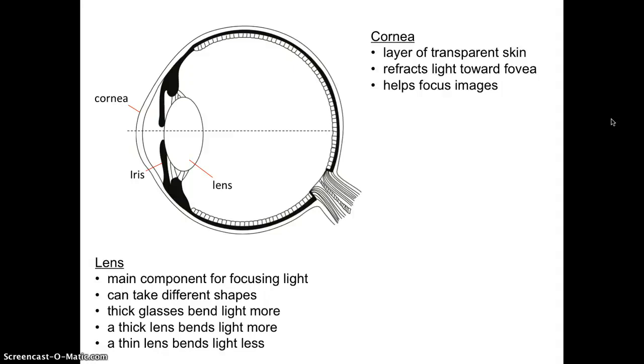In addition, there's this iris, which kind of covers up. It's sort of the pathway, it blocks or allows light into the eye.